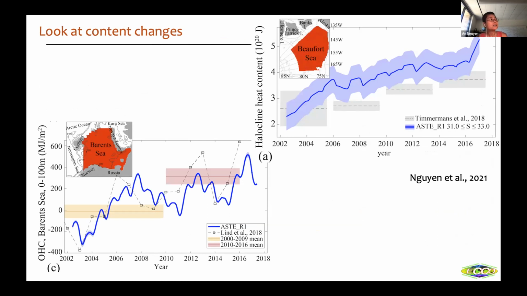And because we understand the sources and sinks, it allows us to look at the whole time series and understand where the source of heat change, for example, is coming from, or heat loss, or freshwater gain and loss. So these are just two examples, the upper ocean Barents Sea heat content and the halocline heat content in the Western Arctic, compared to some other observation-based estimates, for trying to understand changes in the Arctic.